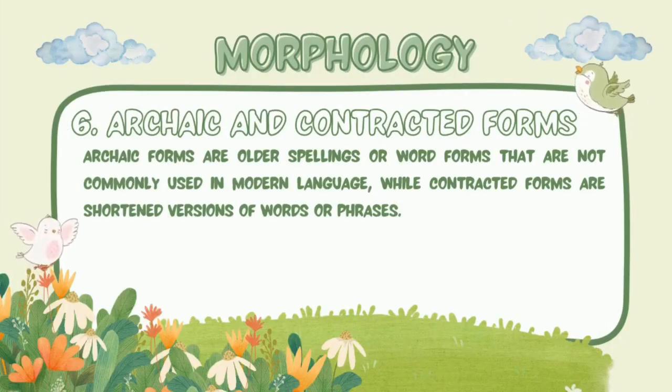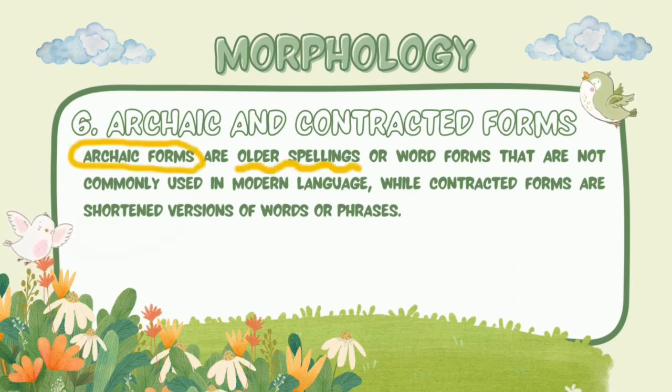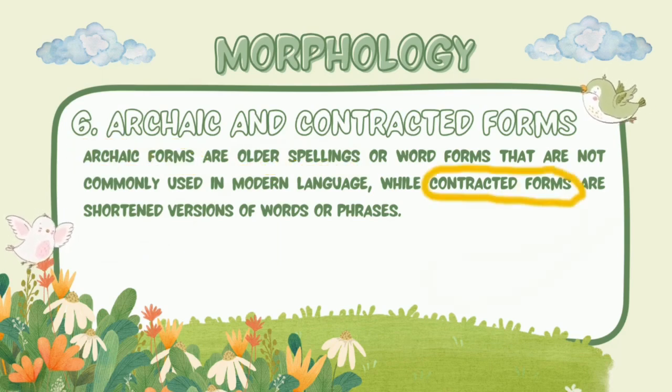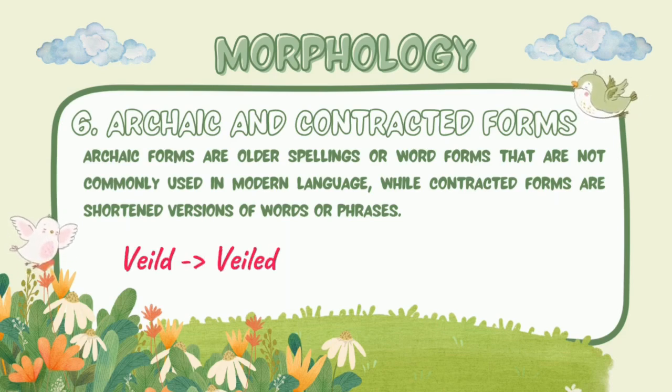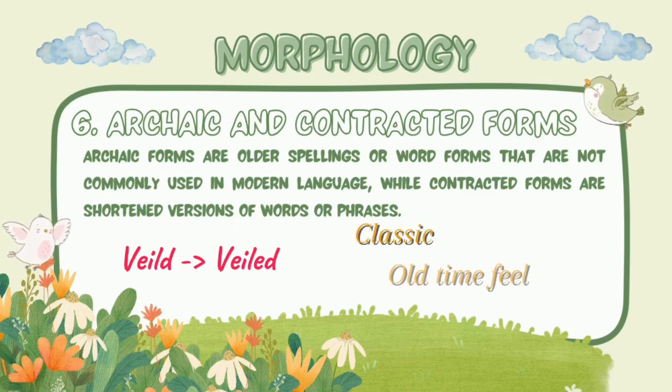Next is archaic and contracted forms. Archaic forms are old ways of spelling or using words that we don't see much in today's language, while contracted forms are just shorter versions of words or phrases. For example, the word "veiled", spelled V-E-I-L-D. This is the old way of spelling "veiled", V-E-I-L-E-D, leaving out the E part. Using this older form gives the poem a more classic and old-time feel.